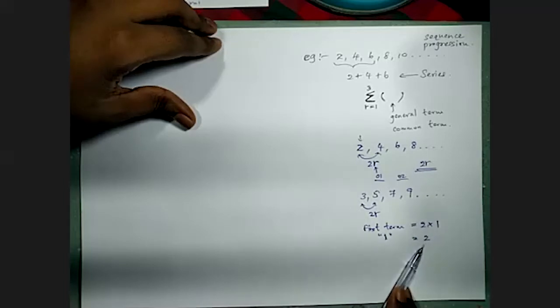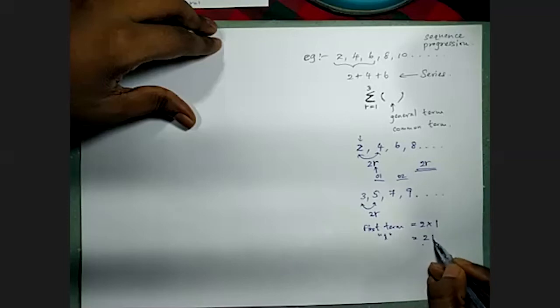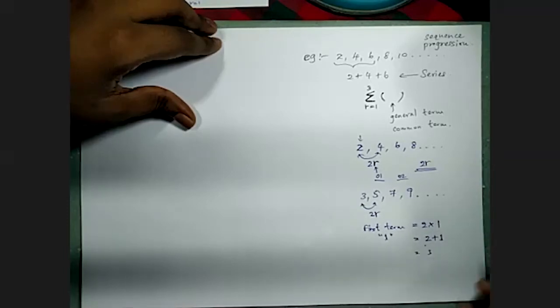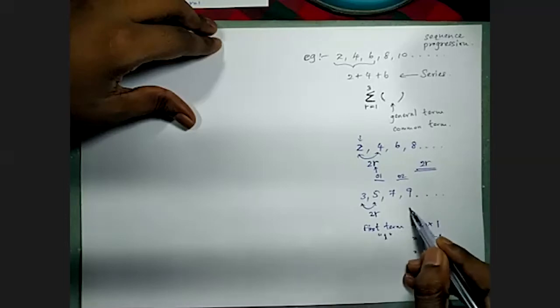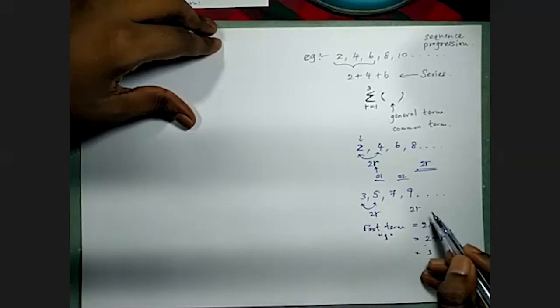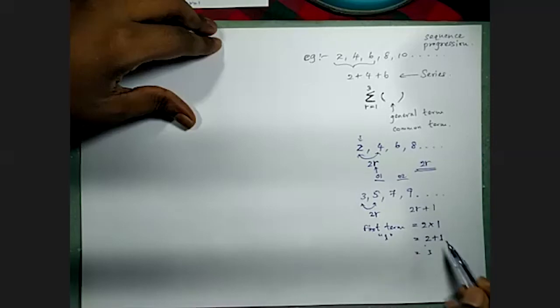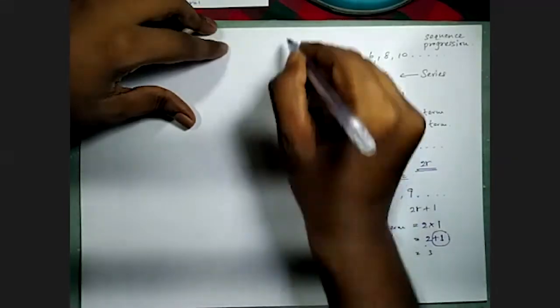But our first term is 3. This is not the first term we have. Then what is the change that we have to make? Plus 1. You have to add 1. Then we get the first term. Then what is the general term for this particular progression? 2r plus 1, because of this. Okay.